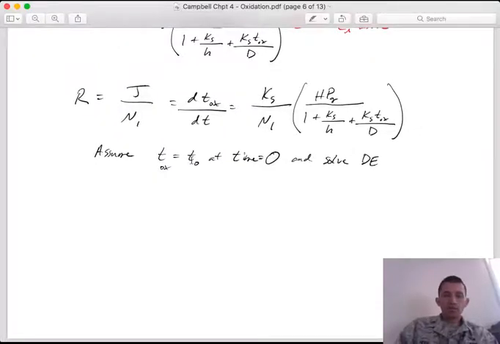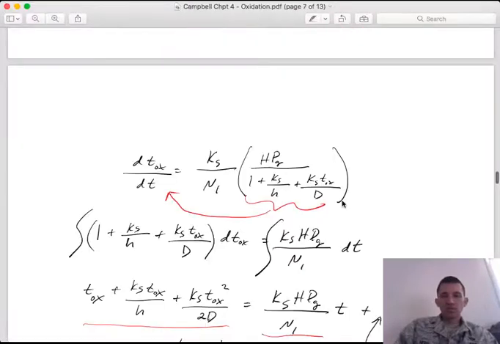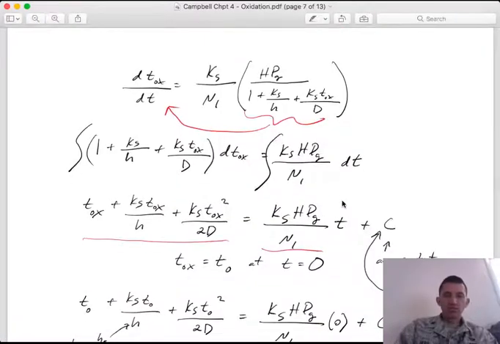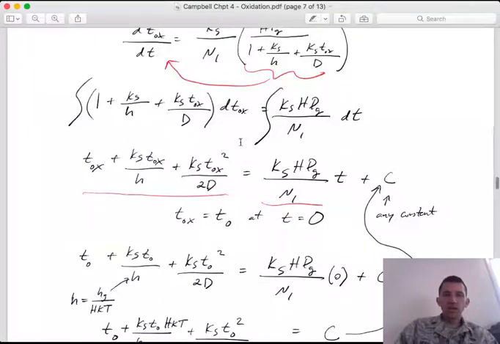And so we'll apply this boundary condition, and then we'll solve this differential equation. It's not overly difficult, but Campbell doesn't do it at all. He just says, solve it, here's what you get. So to solve it, you've got this rate here. I'm going to move over the denominator. It has my T ox in it. So I'll move this up here, move the dt over to this side, and then integrate.